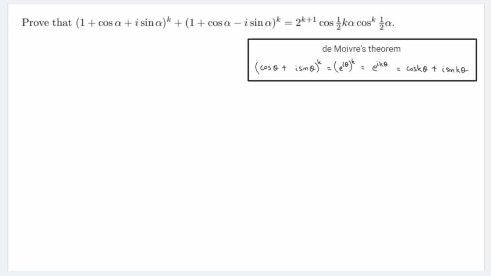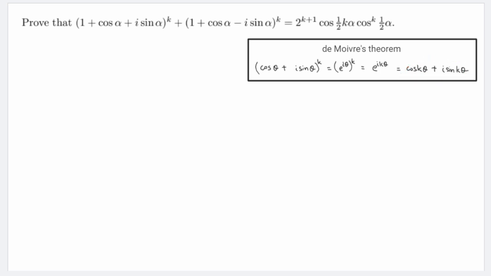Now, just a quick review on Moivre's theorem. If we are given cos theta plus i sine theta to the power of k, and we remember that cos theta plus i sine theta can be rewritten into exponential form as e to the power i theta, and of course the power of k will still remain the same. By the law of indices, the power here can be multiplied inside, and that gives us e to the power i k theta. But let's not forget that this exponential form of the complex number can be rewritten into trigonometric form, so that it gives us cos k theta plus i sine k theta.